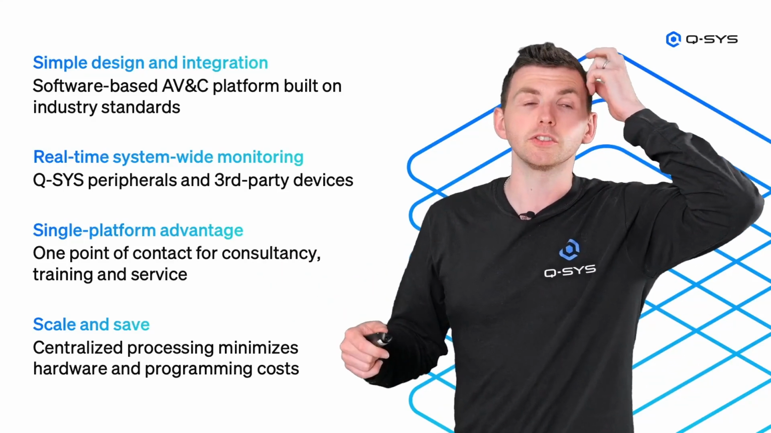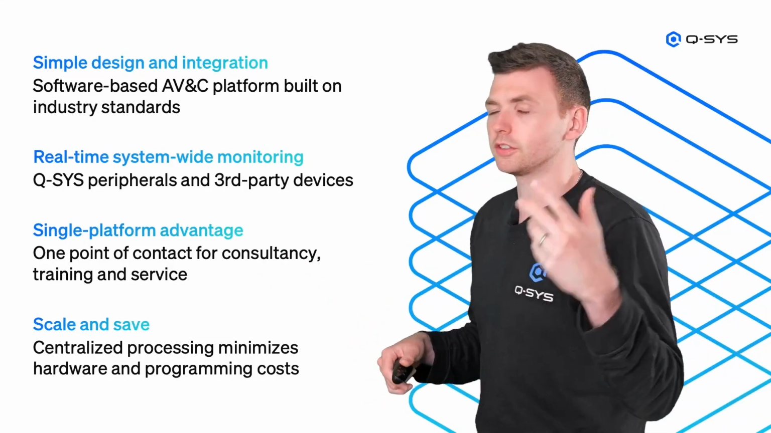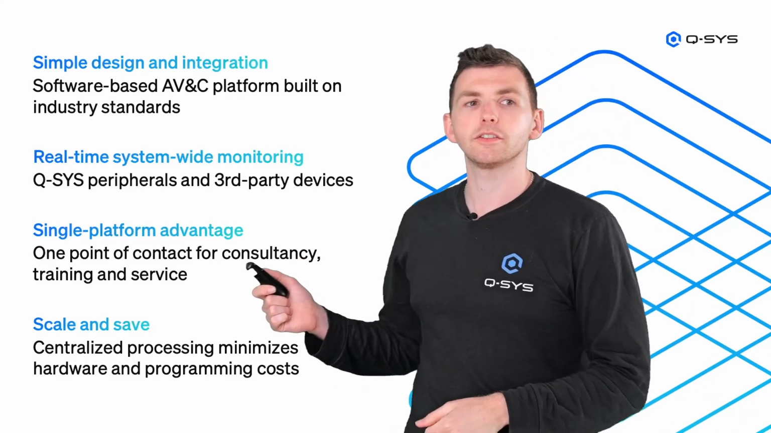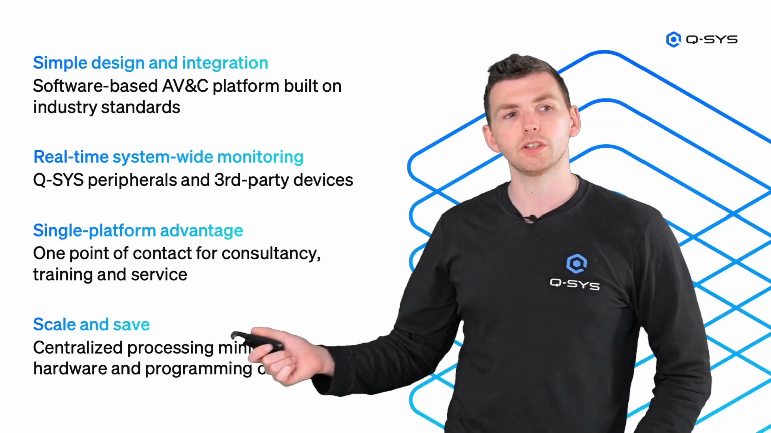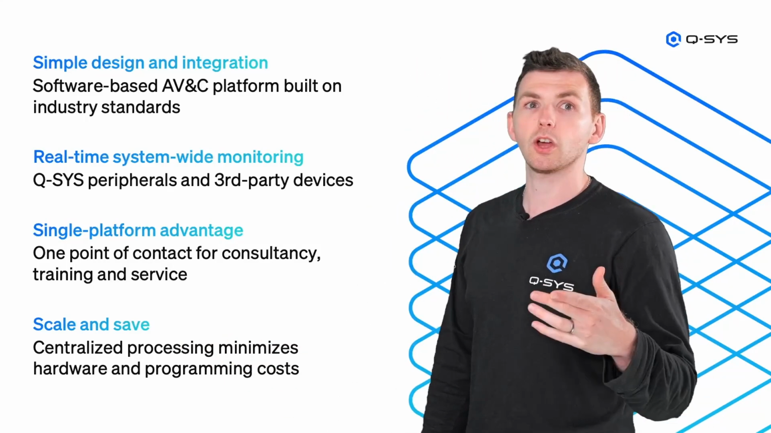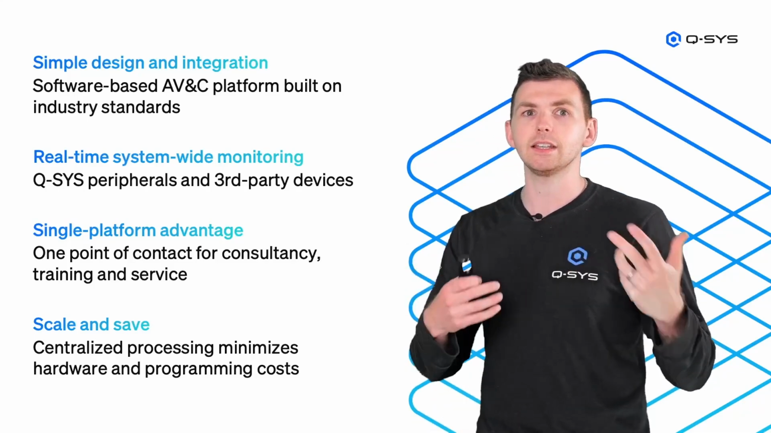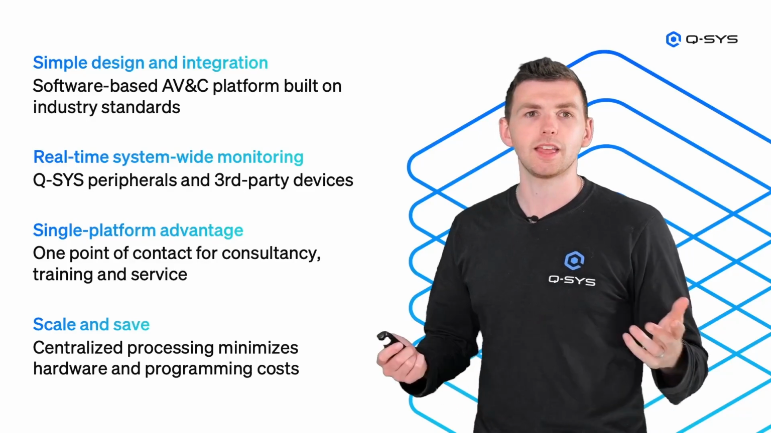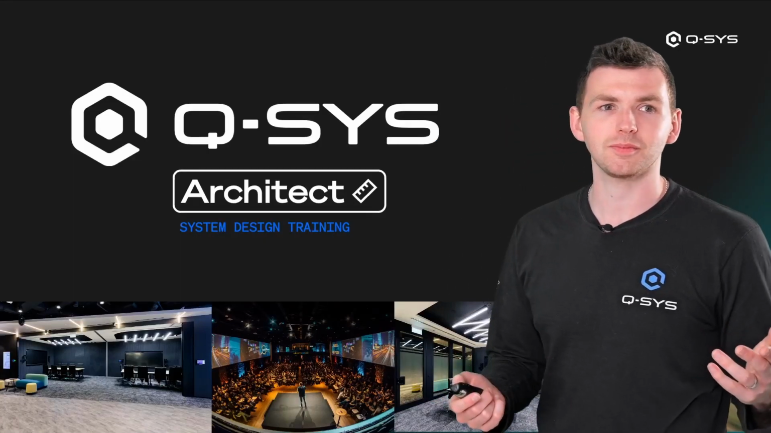Single platform advantage, of course. So one point of contact for consultancy, for training, for service as well. And of course, you can scale and save. You know, you've seen there, centralized processing minimizes hardware and programming costs, but also you do have the option of adding in those dedicated cores even with larger systems. So there we go. That's Q-SYS Architect Training, okay?